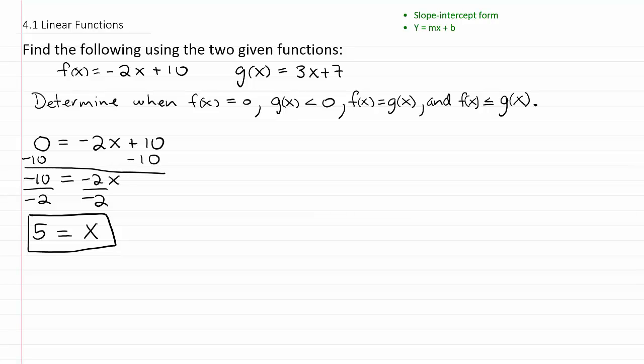All right, so what we found here is that when x is equal to 5, the function f of x is equal to 0. You can check that by plugging 5 in, and you do see that negative 2 times 5 is negative 10, and negative 10 plus 10 is equal to 0.